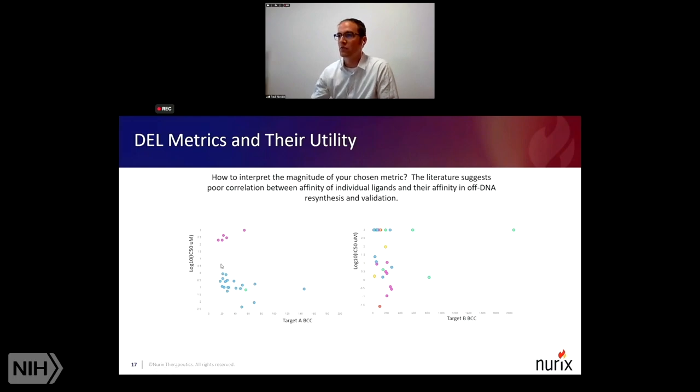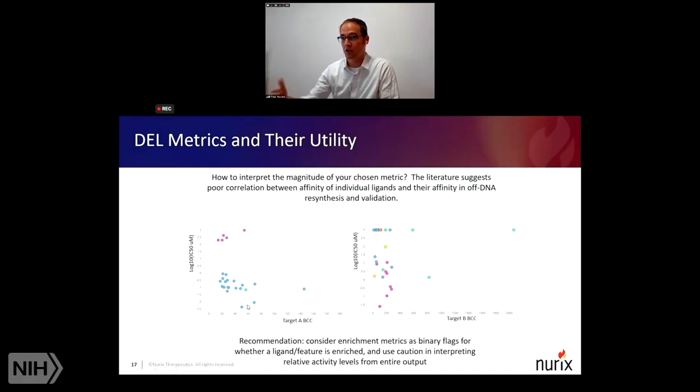This correlation can be improved within a local series. However, my overall recommendation would be, do not consider that the absolute magnitude will tell you something about the relative affinity of the ligands from your output. Rather, use these enrichment metrics to set sort of a binary cutoff of, is a ligand or a feature enriched or is it not? And again, some references for some further reading on that part.